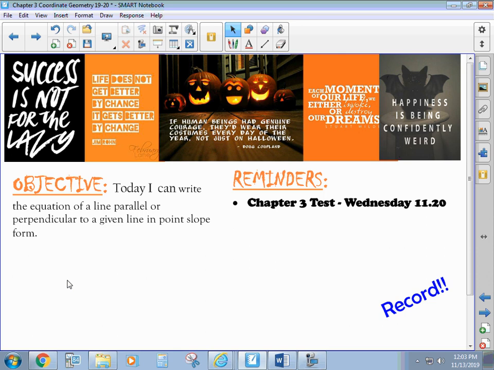We're going to do the same exact thing as we did yesterday. Just we're going to give our answer in point slope form, not slope intercept. That's all.